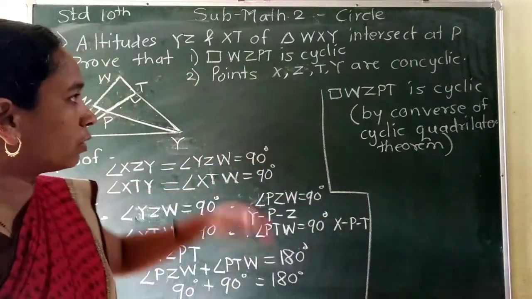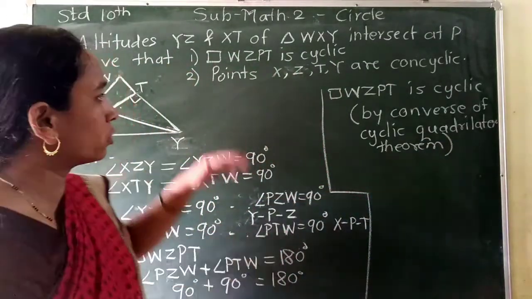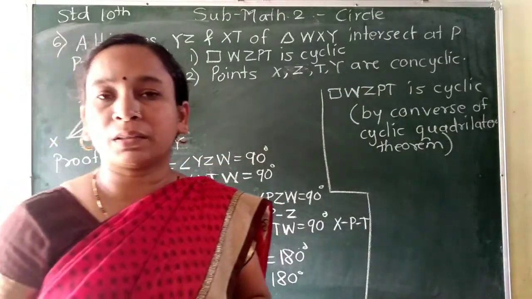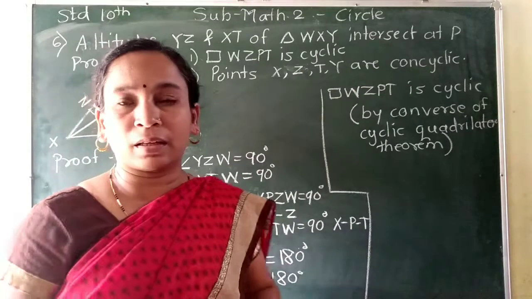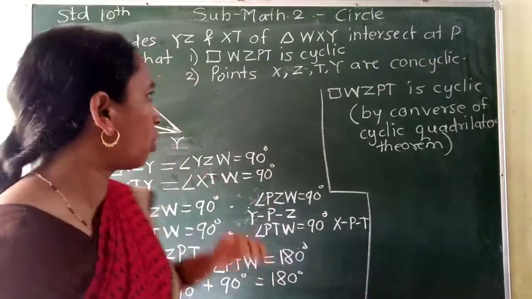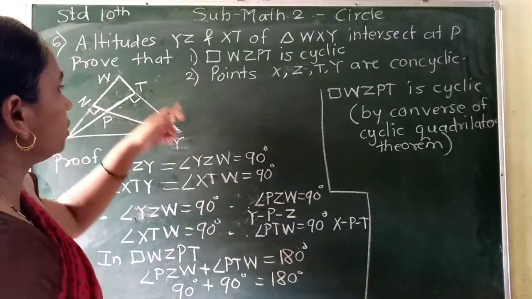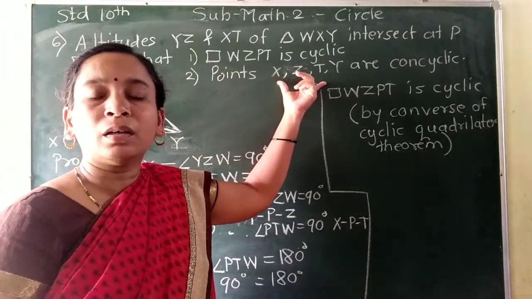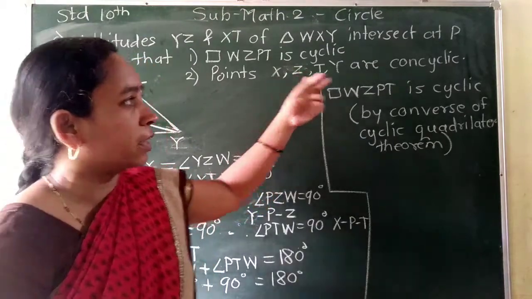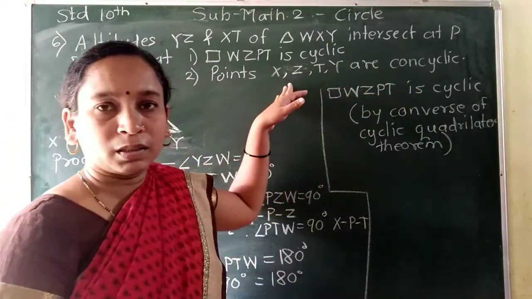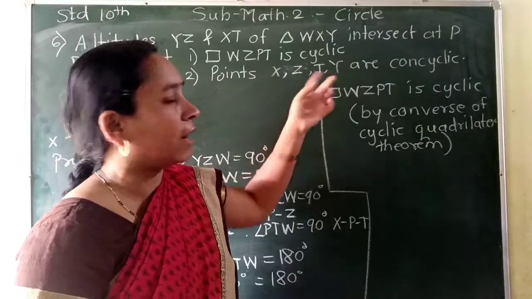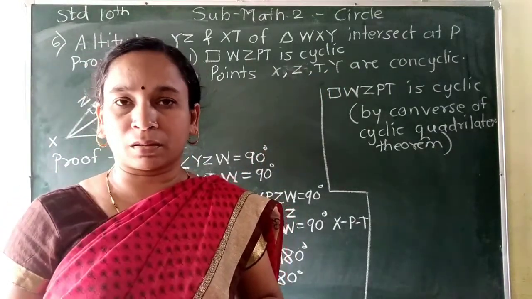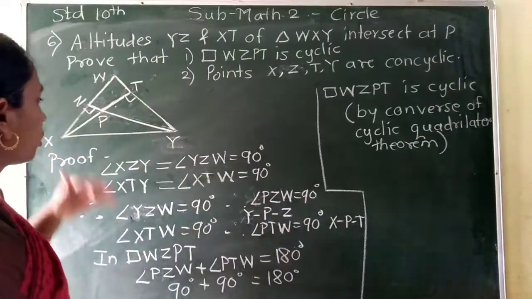Now we'll go for the second proof. We have to show that points X, Z, T, Y are concyclic. First, try to understand the meaning of concyclic. Concyclic means one circle can pass through all these points, that is, all these points lie on the same circle. So those points are called concyclic. Is it clear? I want to show that X, Z, T, Y lie on the same circle.